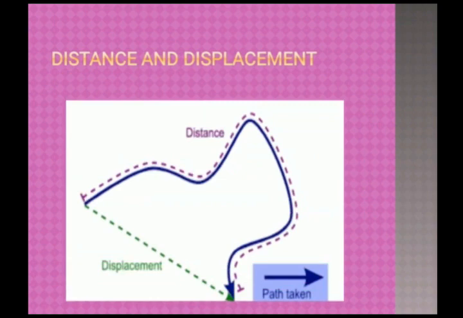Next, see the distance and displacement pictures. The path between A and B is the shortest path between the two places. So the displacement of the object is in the southeast direction.